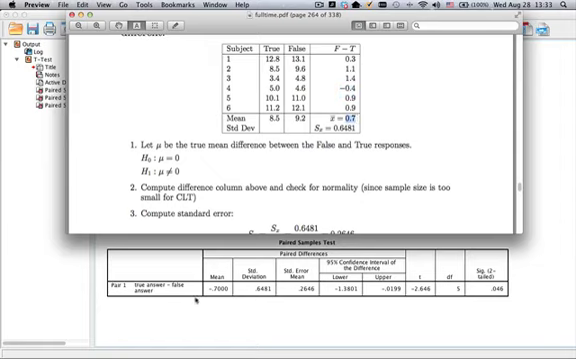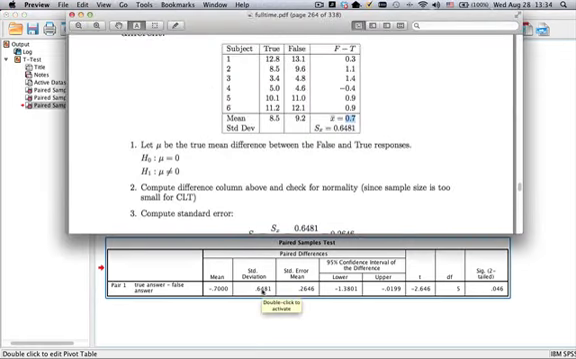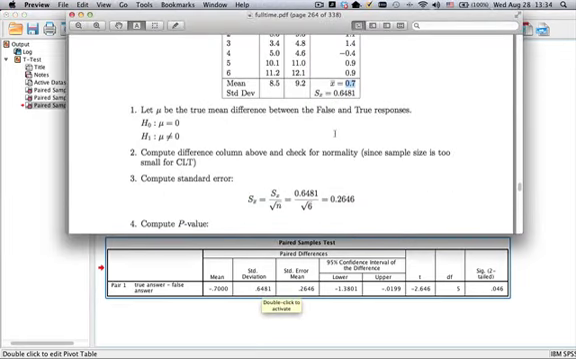It looks like SPSS decided to take true minus false, whereas I took false minus true. That's okay. They found the mean then as minus 0.7, where we found it to be 0.7. The standard deviation of those differences was 0.648, and that's exactly what SPSS finds here. Now, how did we find the standard error?